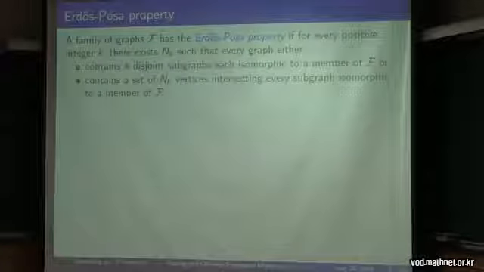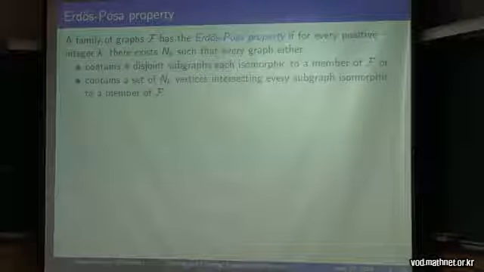We say a family F of graphs has the Erdős-Pósa property if for every number k, I can find another number n depending on k, such that any graph G either contains k disjoint subgraphs, each isomorphic to a member of F, or I can find n vertices touching all such subgraphs.